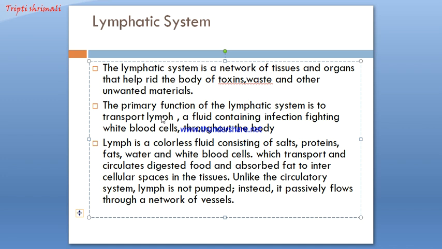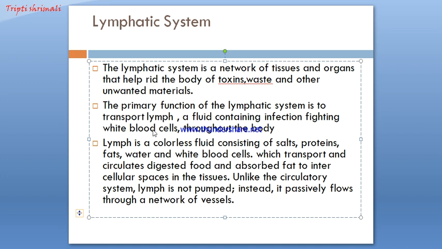Okay, if any infection has come into the blood, it will come in the lymph also. So when it is present in lymph, the main function of the lymph is to carry that pathogen to the lymph nodes where it will be destroyed, right? So it is helping our immunity.